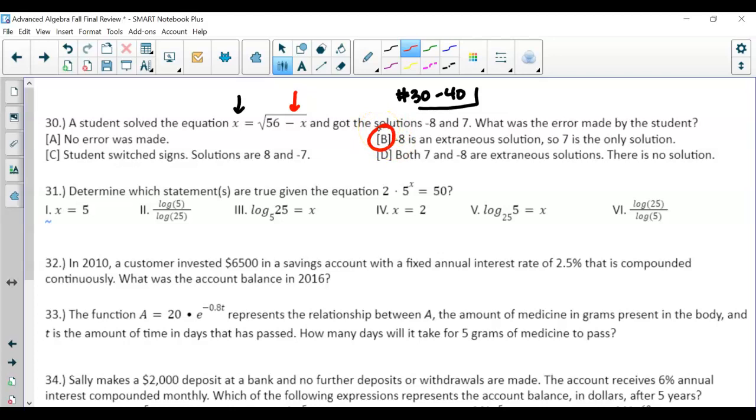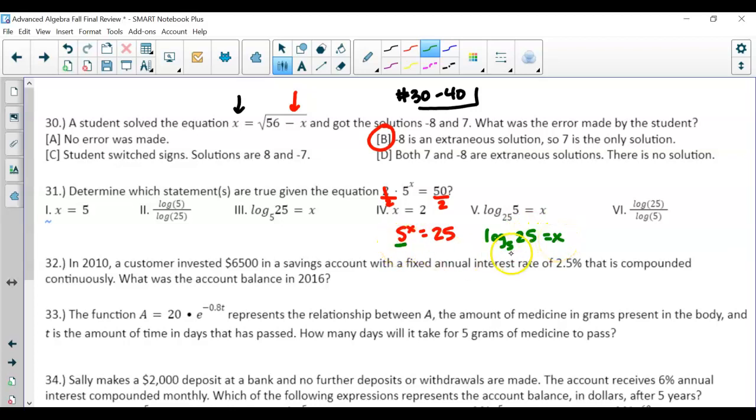So now 31, you're looking to see which is true. Well, first, just like before, you're solving the exponential, you got to get it by itself. So divide by 2. So really you have 5 to the x is equal to 25. So now here, write this if you need to as a log. So this is log base 5 of 25, which is equal to x.